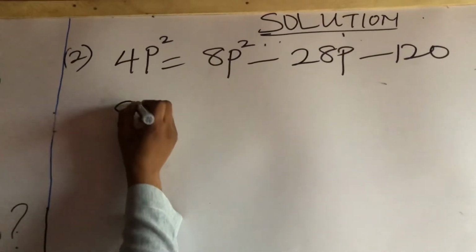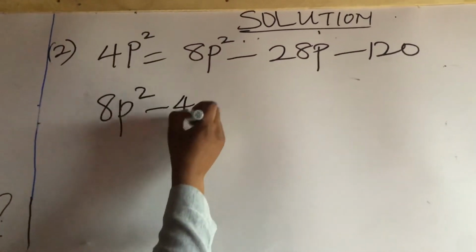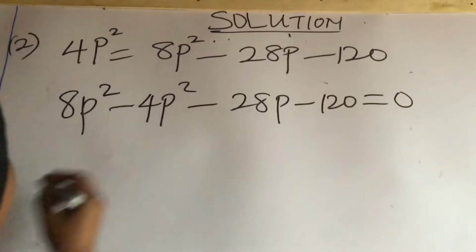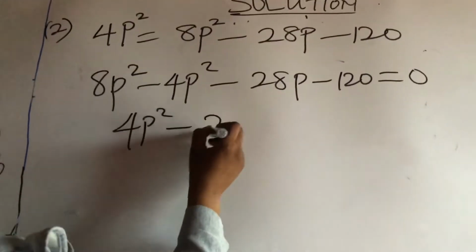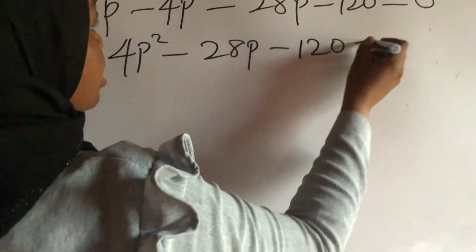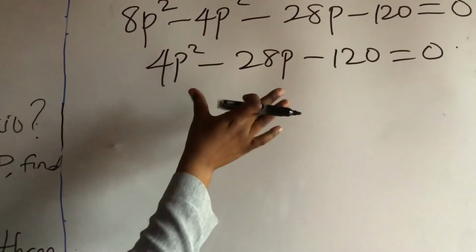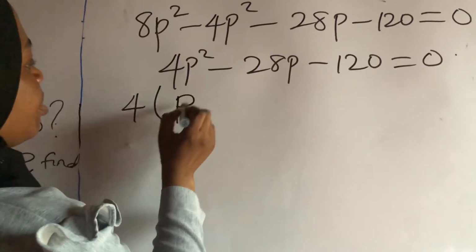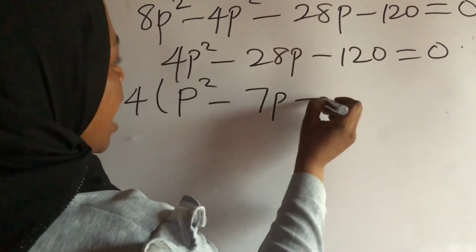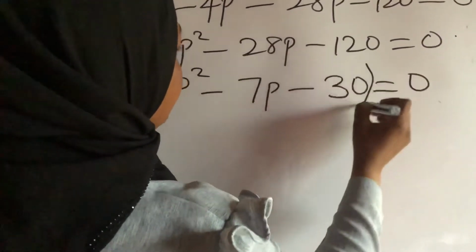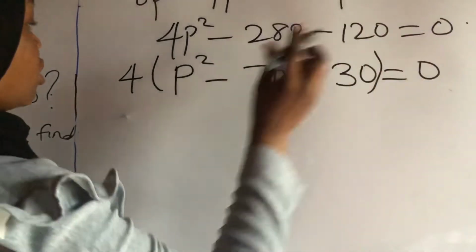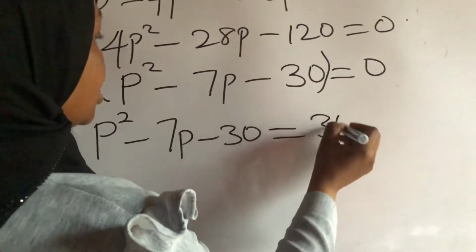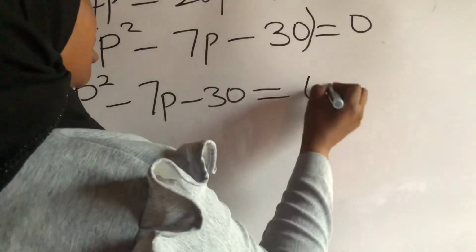So we have 8p squared minus 4p squared minus 28p minus 120, everything is equal to 0. So we have 4p squared minus 28p minus 120 is equal to 0. So we can factorize 4 out because 4 is common to all. So let's factorize 4 out. We have p squared minus 7p minus 30, everything is equal to 0. So invariably this one divided by that one gives 0. So p squared minus 7p minus 30 is equal to 0.